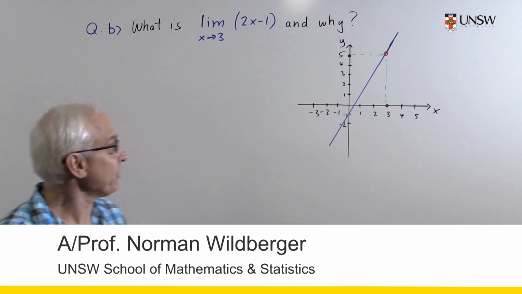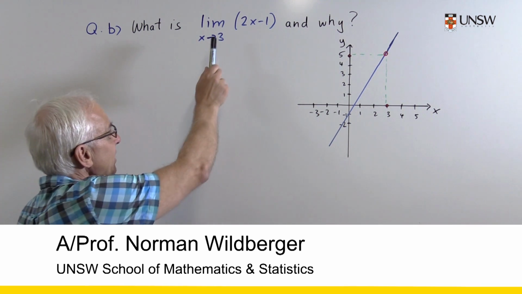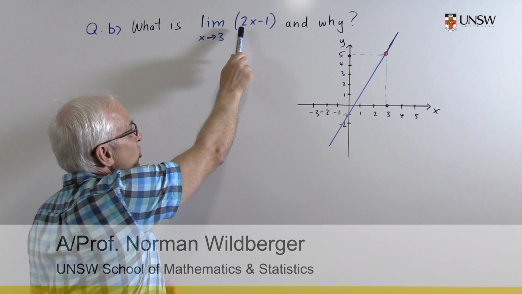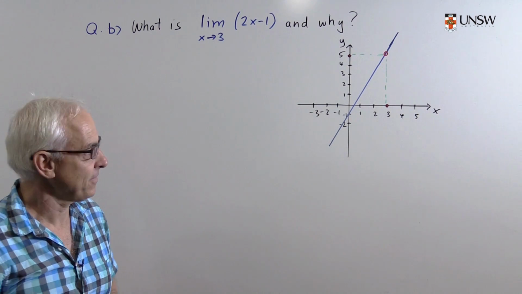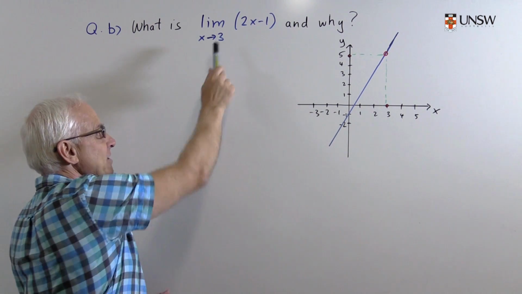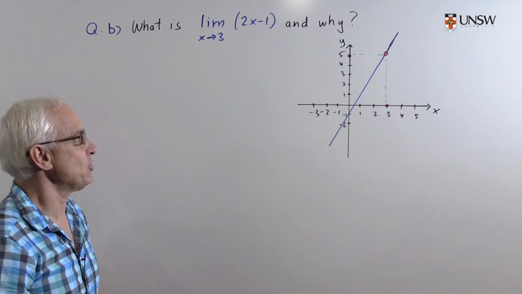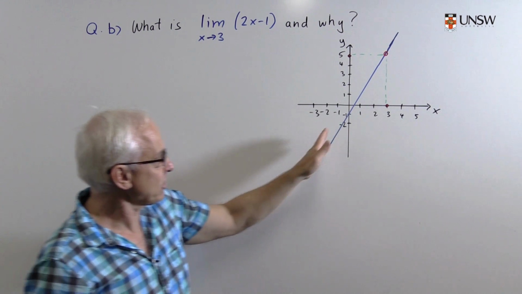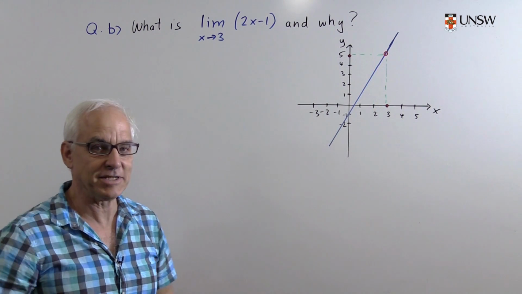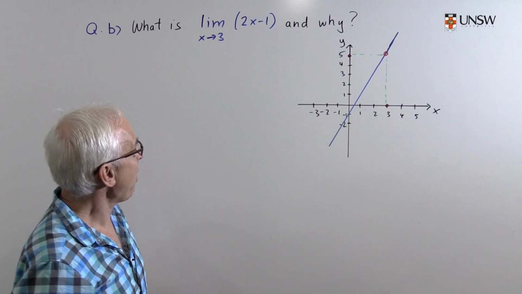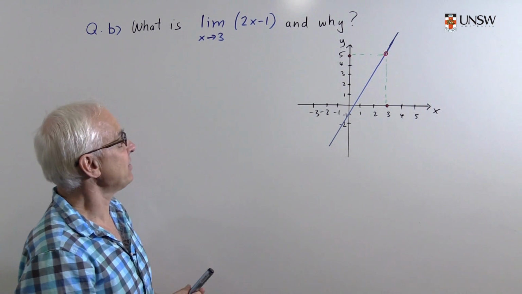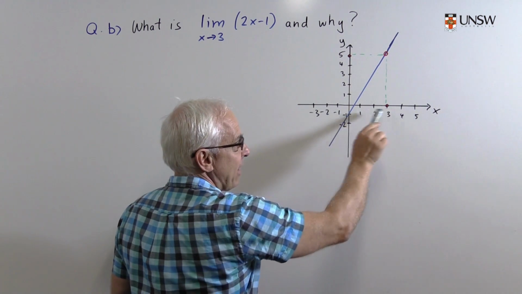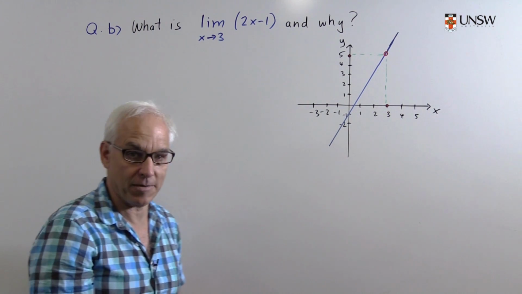Okay, so now let's have a look at this question here. What is the limit as x approaches 3 of 2x minus 1? All right, so here 3 is playing the role of c in the general case, and our function is f of x equals 2x minus 1. And here's the graph of it. It's, of course, a straight line, a very simple function. And what we're interested in is what's happening to this function as the x value approaches 3.